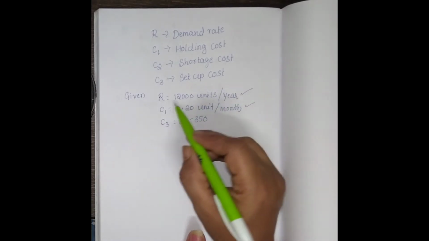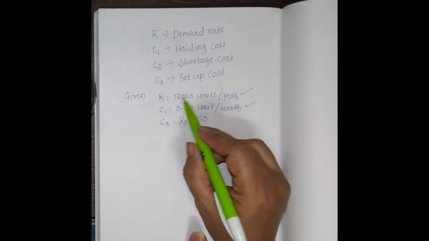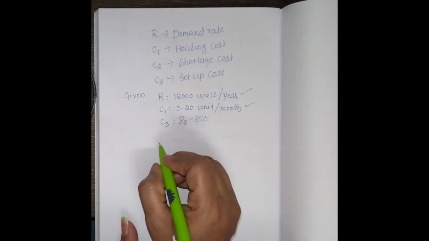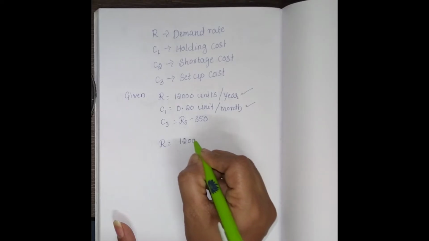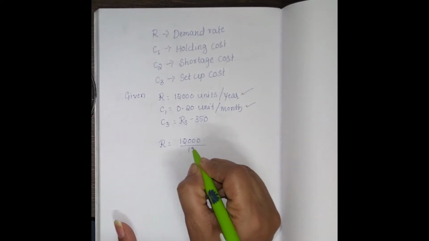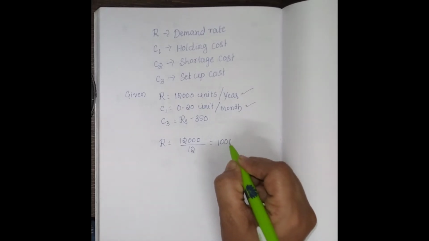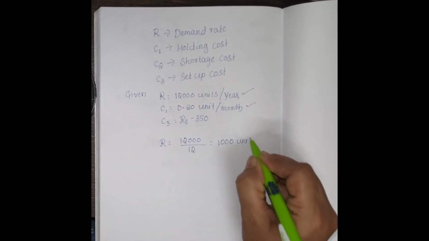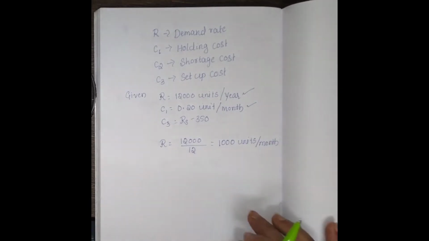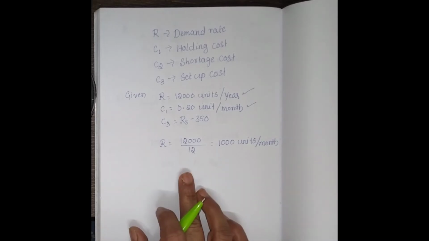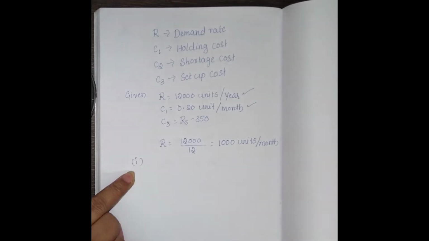According to this, you have to convert our demand rate. Okay, you have to convert the demand rate. Here R is equal to 12,000 divided by 12 months. Then you are getting it per month: 1000 units per month. Okay. Then you converted it, and after that, according to what is given, you have to write it.